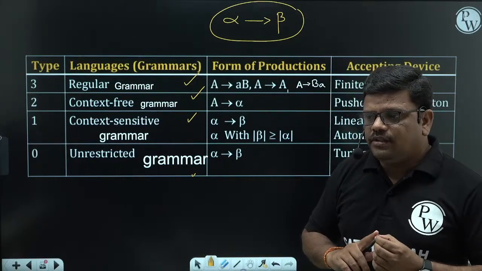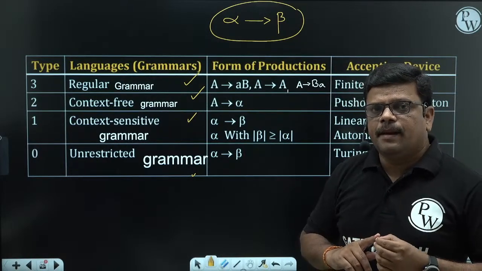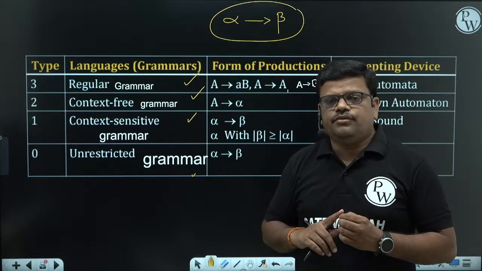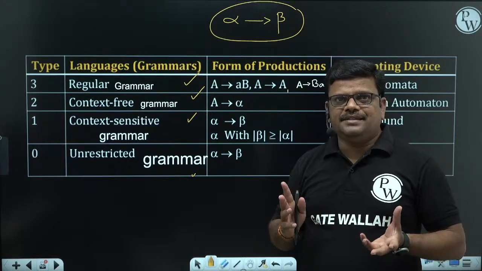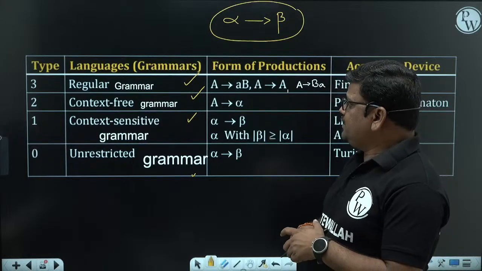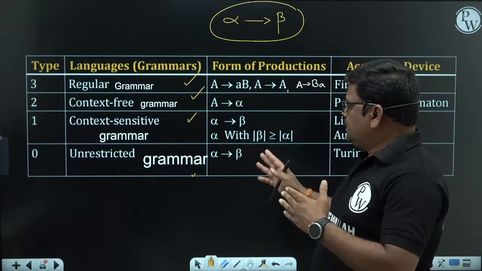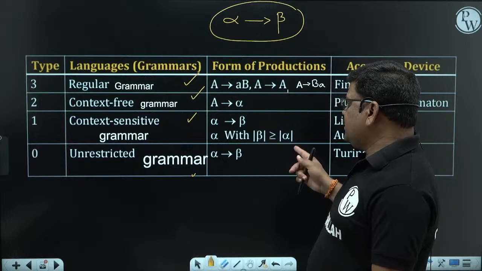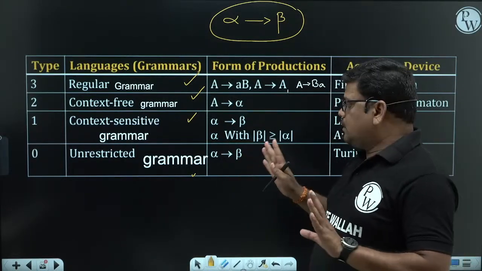What is alpha here? Alpha can be any number of terminals and non-terminals. Beta can be any number of terminals and non-terminals. How does this look? Unrestricted grammar: on the left hand side you can take any number of non-terminals, terminals. On the right hand side you can take any number of non-terminals, terminals. That is called unrestricted grammar.